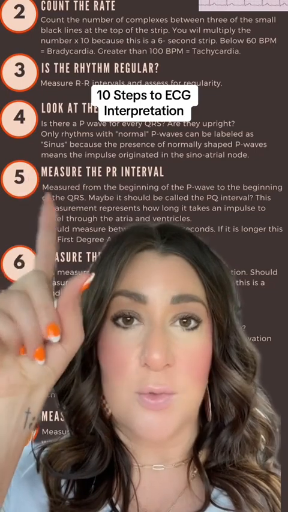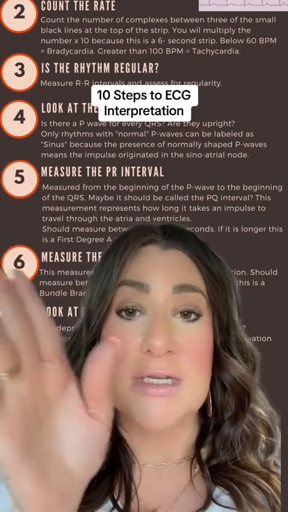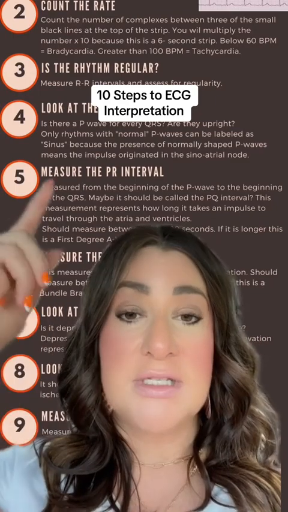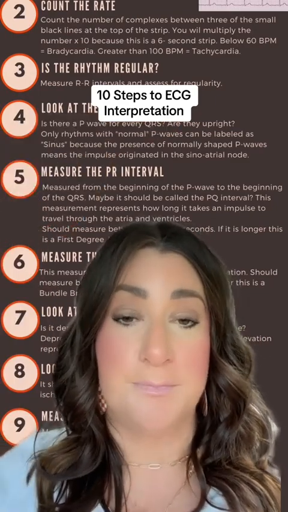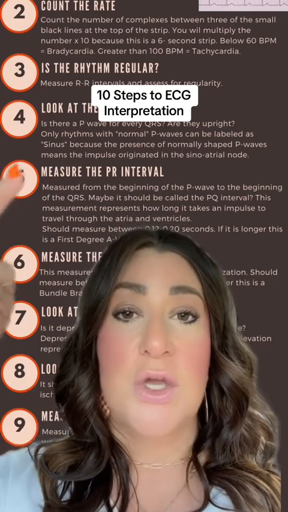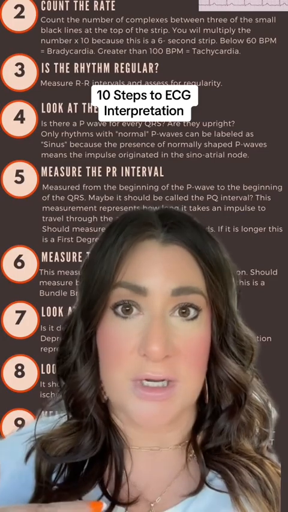Next, you're going to count the rate. To count your rate, you're going to take your 6-second strip and count the R complexes and multiply that times 10. Then you're going to note whether or not that rhythm is regular.